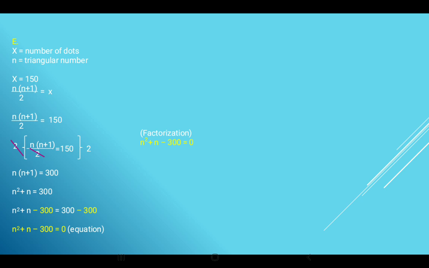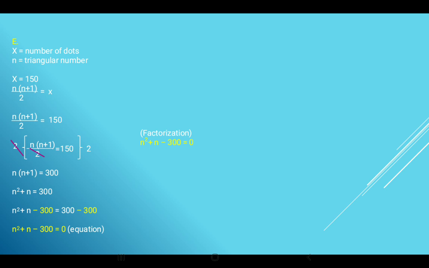Ngayon, i-distribute natin yung n sa n plus 1. So, magiging n squared plus n is equal to 300. Ngayon, magmaminus tayo ng 300 both sides, magiging n squared plus n minus 300 is equal to 300 minus 300, is equal to n squared plus n minus 300 is equal to 0.